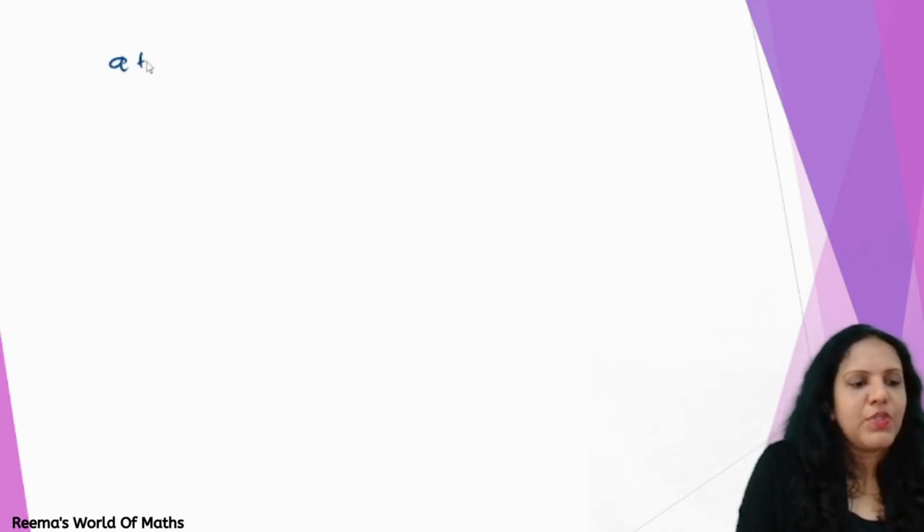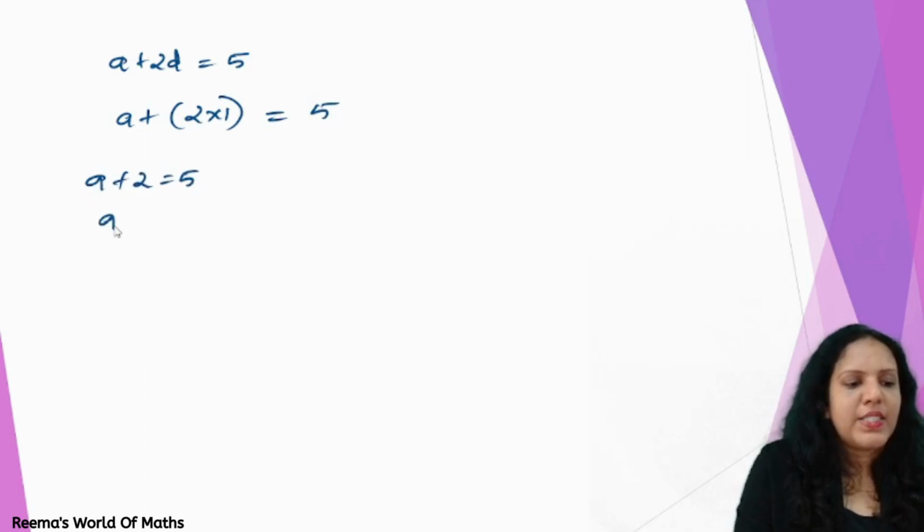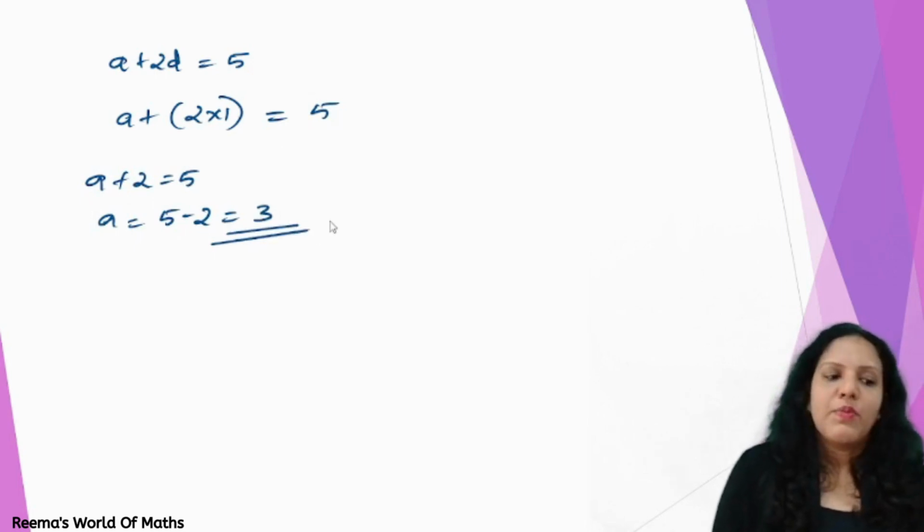We can substitute the value in either equation. a plus 2d equals 5, which is a plus 2 multiplied by 1, since we found d is 1, equals 5. So a plus 2 equals 5. a is equal to 5 minus 2, which is 3. Correct. Now we have found the first term, a is 3.